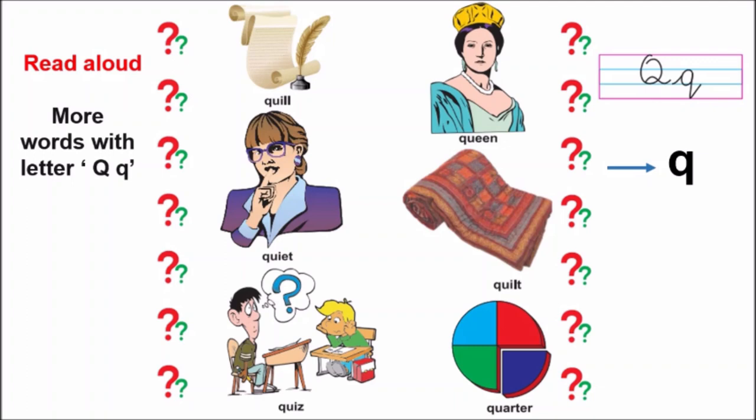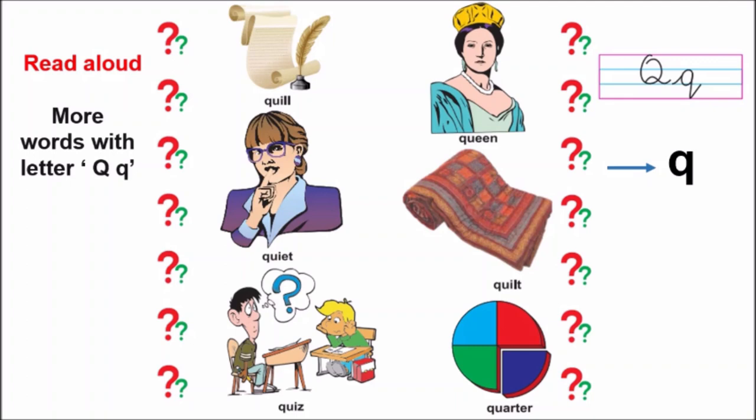Qu. Repeat with me, children. Q. Qu. Quill. Q. Qu. Quiet. Q. Qu. Quiz. Q. Qu. Queen. Q. Qu. Quilt. Q. Qu. Quarter. Children, quarter means when something is divided in four parts and one part of it is a quarter.